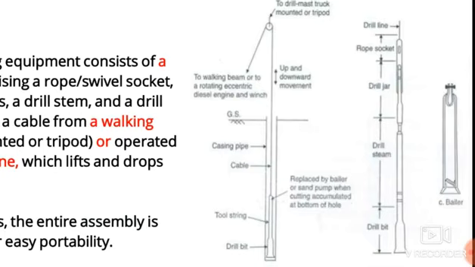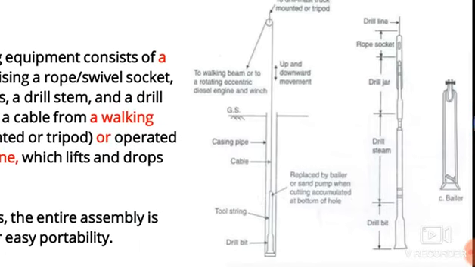And there is a drill line. The drill line is the central line of all these instruments. It is maintained in order to keep the well in a straight position. And by means of this hammering effect, we will loosen the soil.